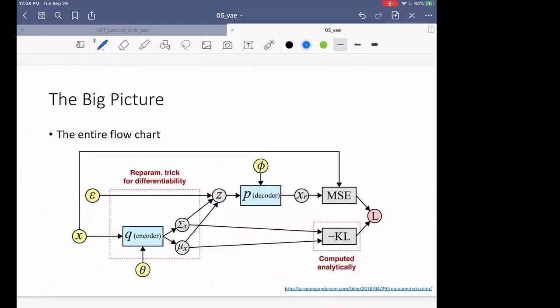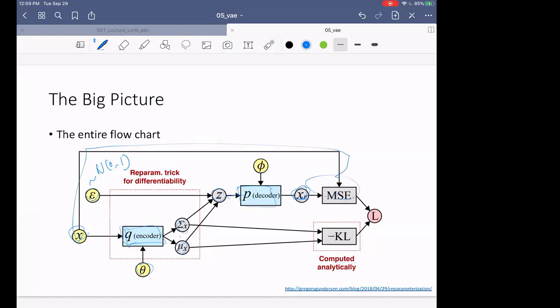Yeah, so the entire big picture looks like this. We're almost there. So you have an X, which could be like an MNIST image, and then you have the encoder, which is parameterized by theta, and there's an epsilon, which follows a unit Gaussian distribution. And then given X, your Q generates a mu and a sigma, which are the parameters for your Gaussian distribution. And then, using the reparametrization trick, you derive the Z, and then you put that into your decoder, you get the reconstructed X, and then given the reconstructed X and the original X, you get the MSE loss.